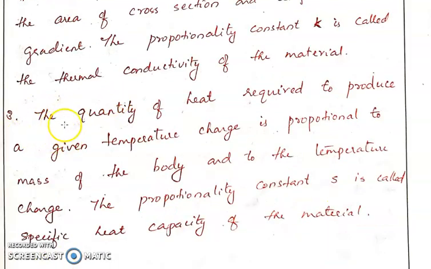The third law is that the quantity of heat required to produce a given temperature change in a particular body is proportional to the mass of the body and to the temperature change. Here the proportionality constant S is called the specific heat capacity of the material.